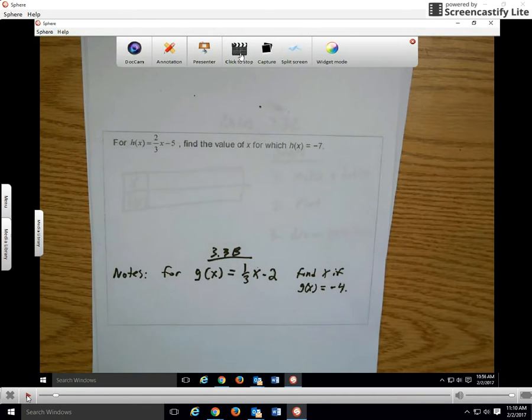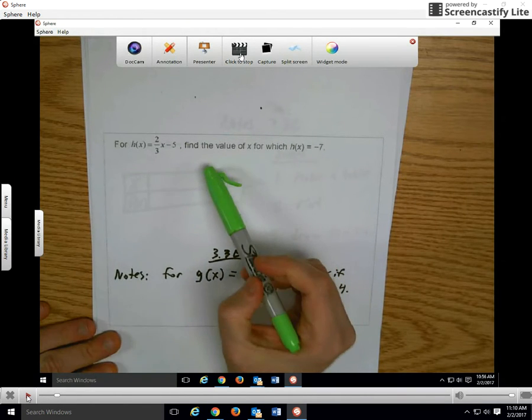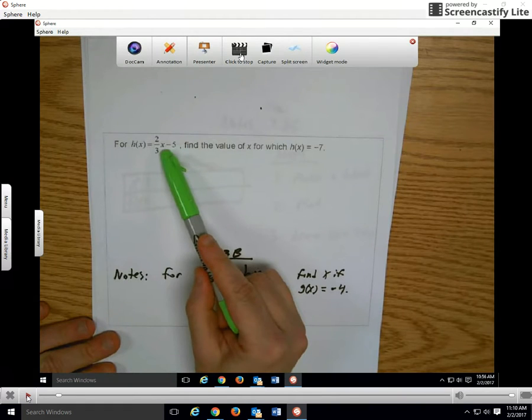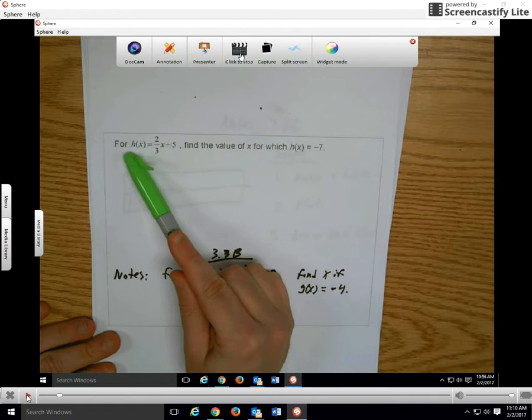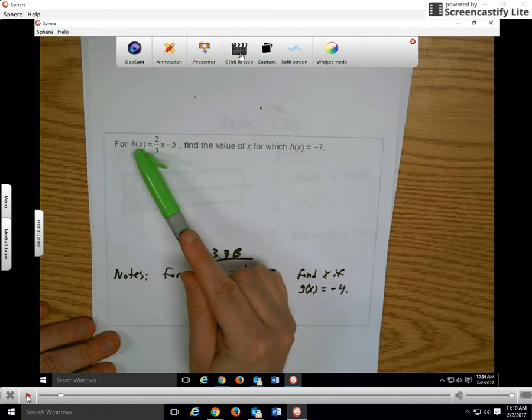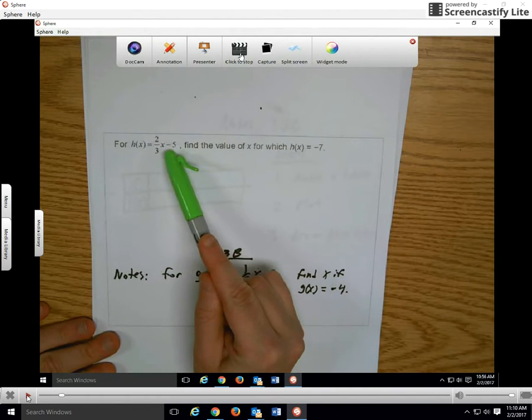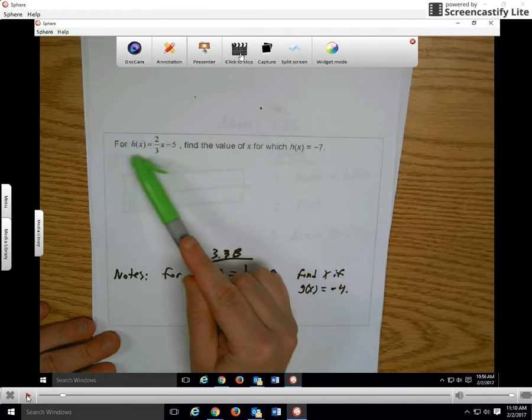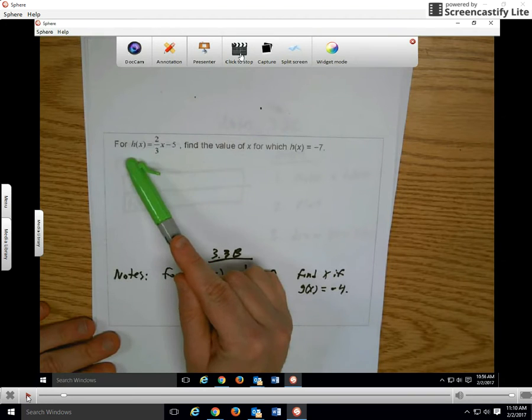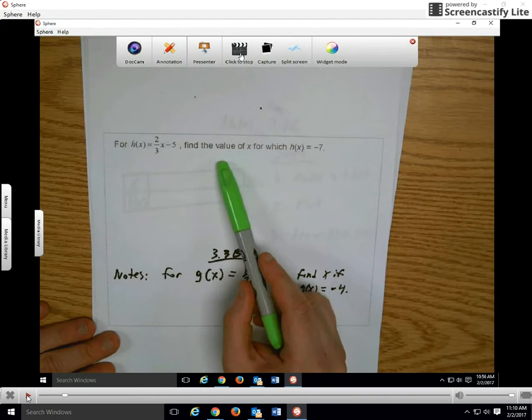Let me think about this, because normally they would tell me the x value, and then I have to figure out the y, or the f of x, or the h of x. Normally they tell me the input, and I figure out the output. You put something in, I figure out what comes out. But notice this time what's different.